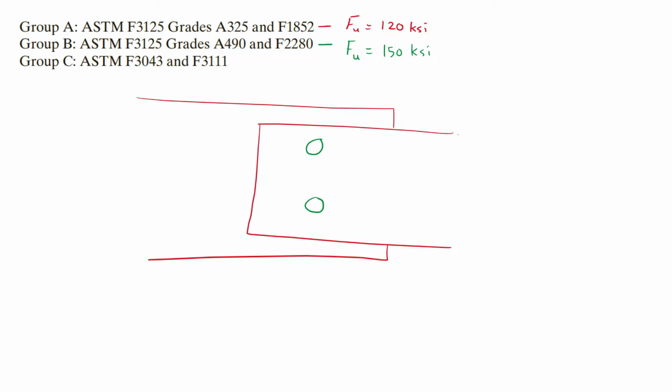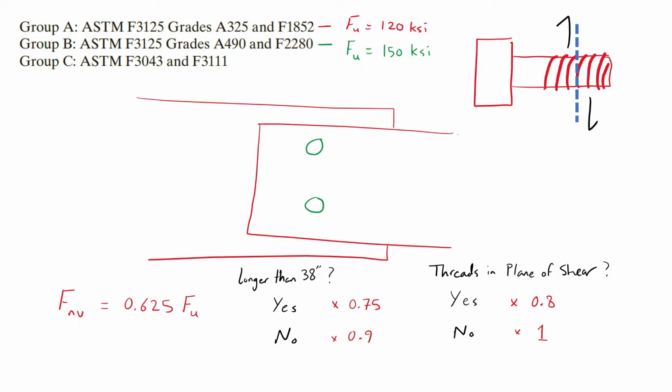The nominal shear strength, F NV, is based on the ultimate tensile stress of the bolt with several modification factors. First, the ultimate shear stress is taken as 0.625 times the ultimate tensile stress. Next, there is a length factor of 0.9 for connections no longer than 38 inches. For longer connections, this factor is reduced to 0.75. If the threads are in the plane of shear, the reduction of the bolt area is accounted for by using 80% of the nominal bolt area. If not, no reduction is applied.